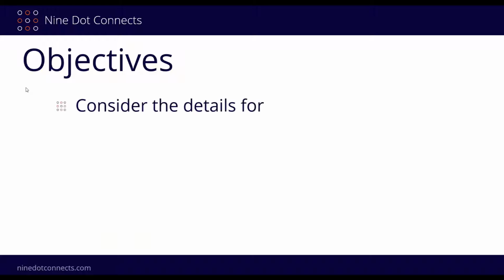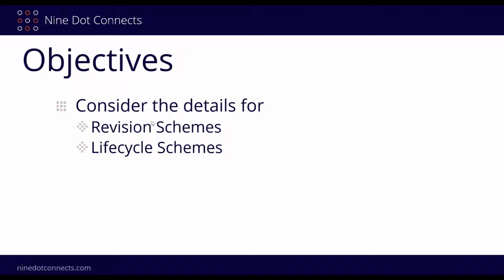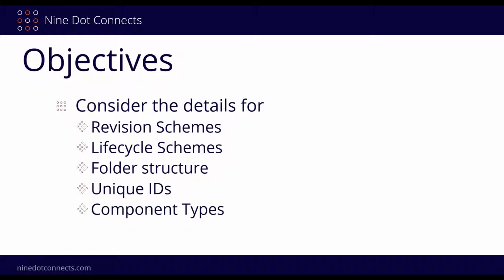So with that being said, before I get into the polling questions, let me show you what our objectives are. We are going to consider the details for revision schemes, and by the way, this will be the order in which I'm going to do it. We're going to talk about revision schemes. We'll talk about the life cycle schemes, and I will go into a little bit of detail about the differences between these two. People do get life cycle and revision a little bit confused, and I will hopefully give you a solid example that will remove any confusion that you might have between these two things. We'll talk about folder structure and the unique IDs, component types, and then lastly, we'll talk about the permissions. So those are the things that we will talk about in this particular order.